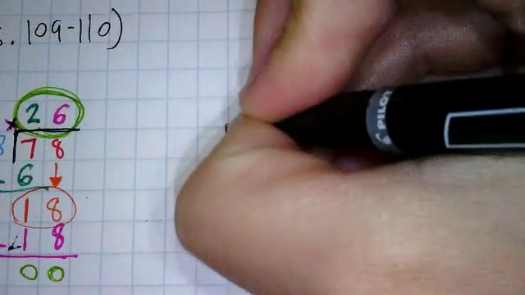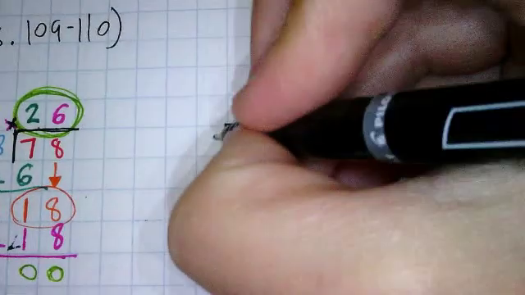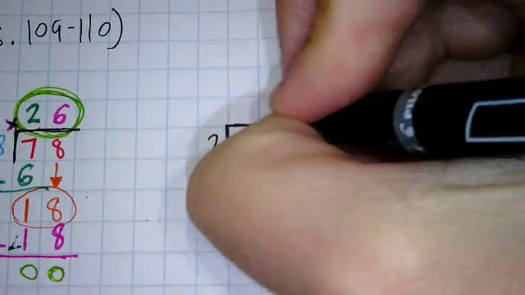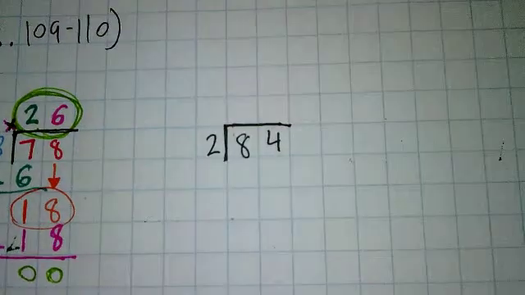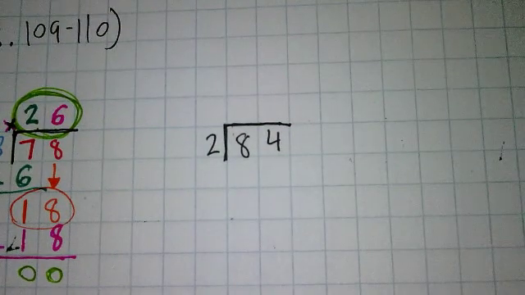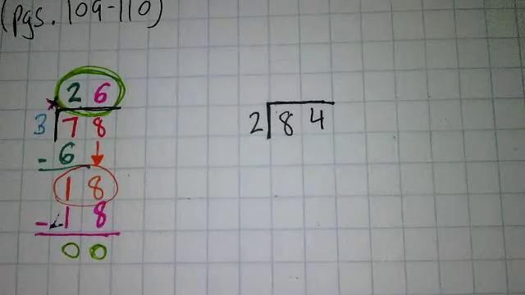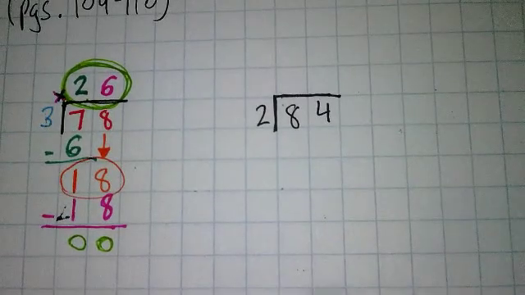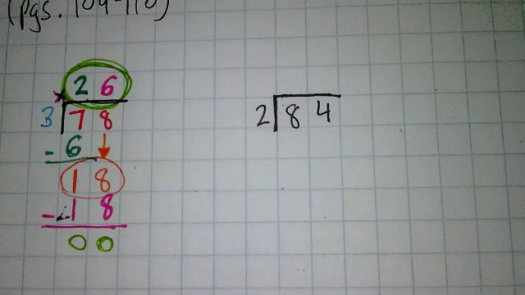Let's do 84 divided by 2. Now, that's easy. Immediately upon looking at this, remember my divisibility rules from yesterday. I can automatically tell right now if I'm going to have a remainder or not. Am I going to have a remainder on this one? No. Why? Because 2 goes into 4 evenly.